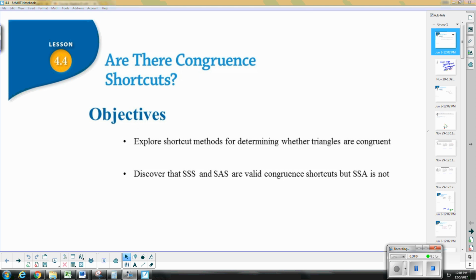This is lesson 4.4, and it's about proving or showing that triangles are congruent using a few shortcuts. So we're going to look at a few different methods. We're going to define congruence again just to refresh your memory, and then look at a couple valid congruent shortcuts and a couple invalid ones.